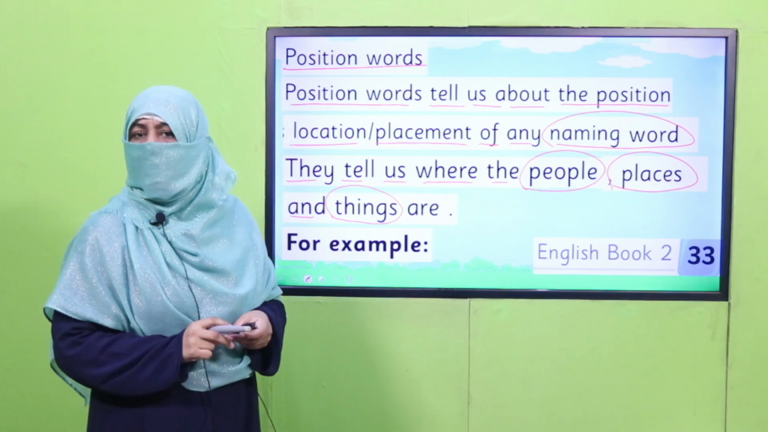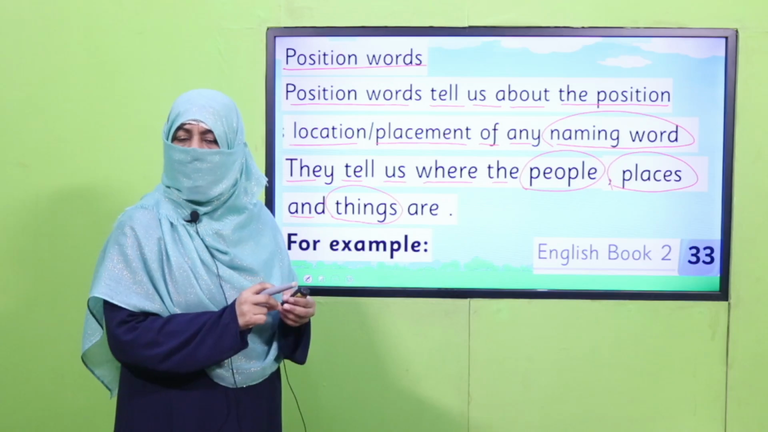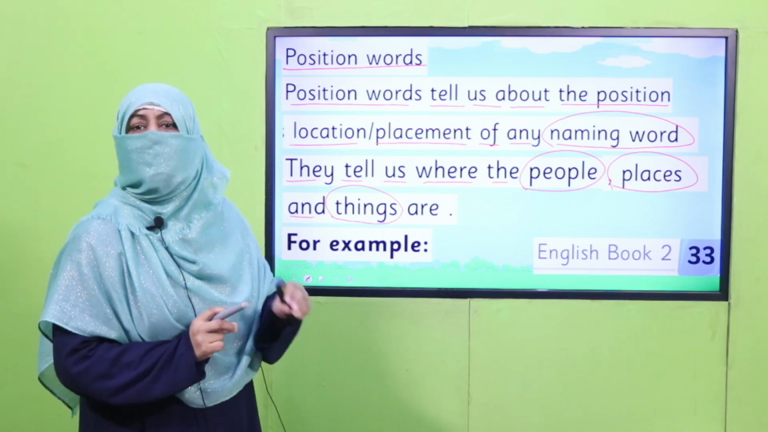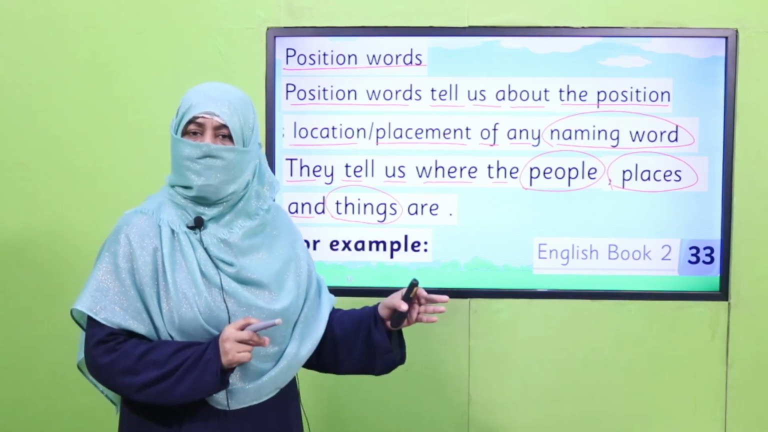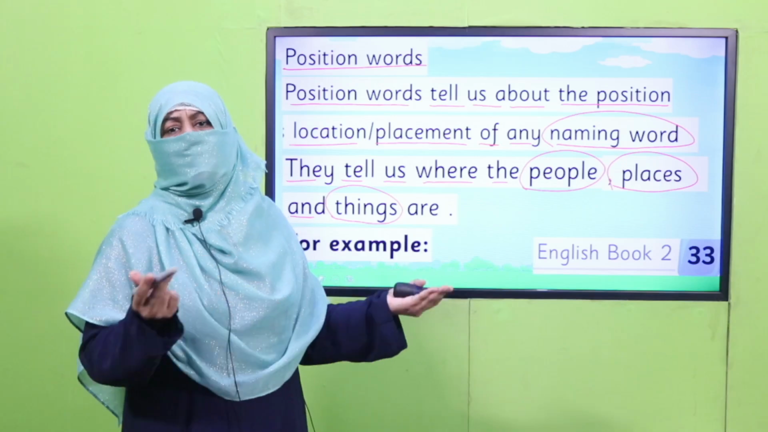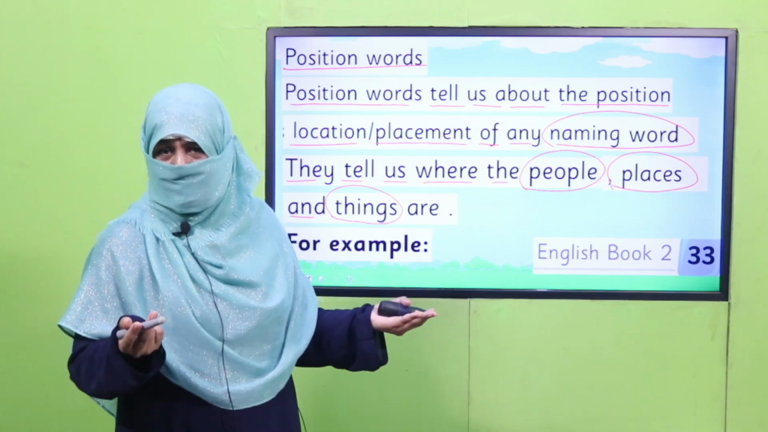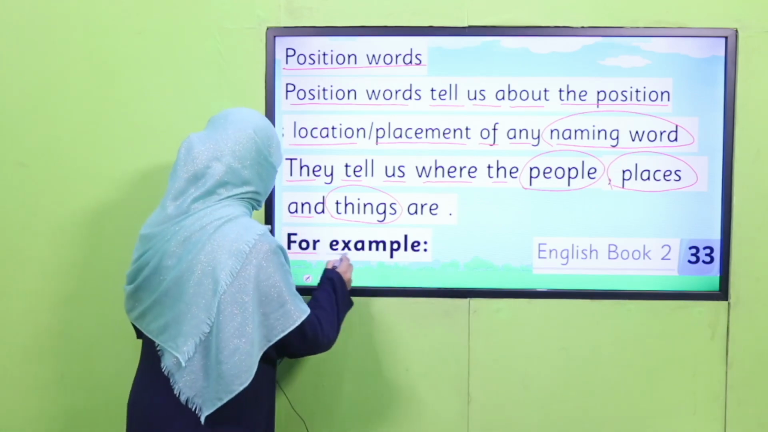So we know naming words refer to person, place, and thing. So the word which tells where this person is, or where this place is, or where this thing is, is a position word. So simple, isn't it? Yes, so let's see its examples.